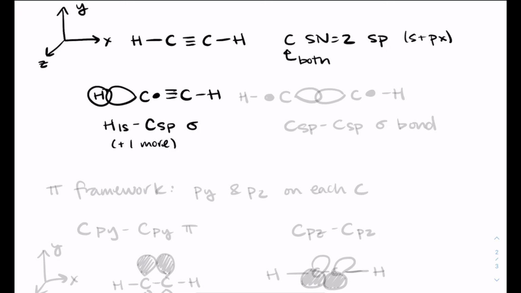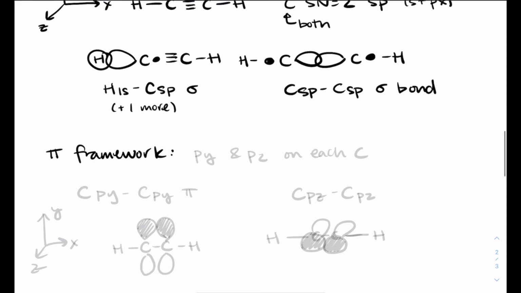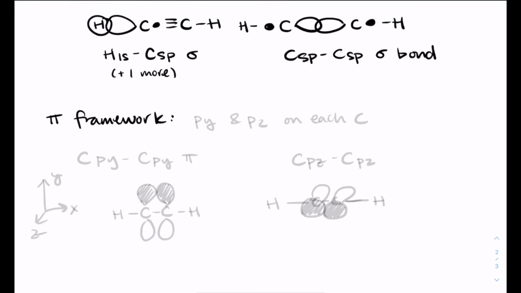So my sigma bonds, I've got a hydrogen 1s carbon sp sigma bond on the left. The one on the right would look identical, so I'm just going to say plus one more. And then I have one carbon-carbon sigma bond. It's a carbon sp overlapping with another carbon sp to make a sigma bond. And that's it for the sigma framework. Single bonds to the hydrogens. Out of the triple bond, only one is a sigma, and there are no lone pairs. For the pi framework, I have py and pz left over on each carbon. So the overlap of one set of orbitals will give me the first pi bond, and then the overlap of the second set of orbitals will give me the second pi bond. So I will have a sigma and 2 pi's, so that's 3 bonds in total.